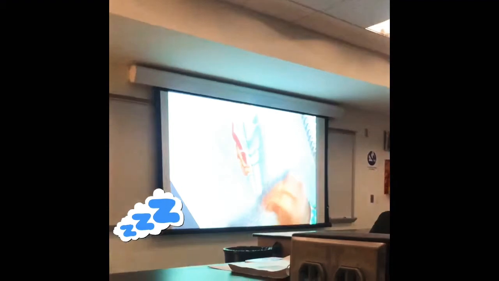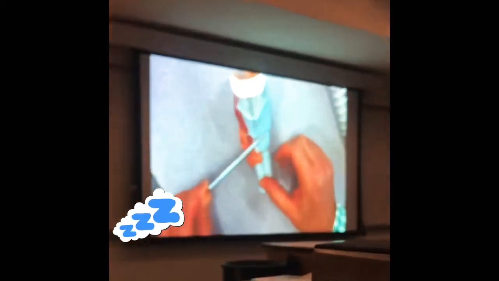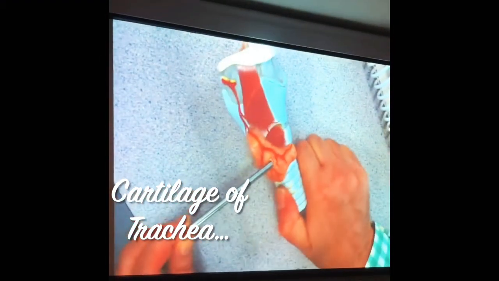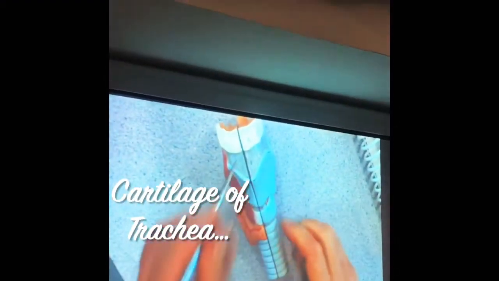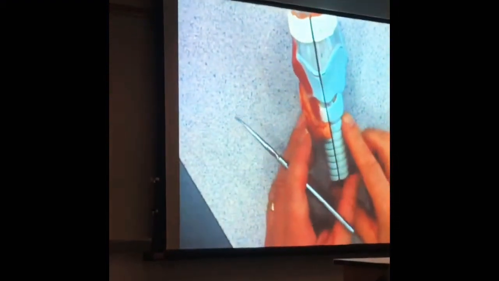Here's the larynx. These other things we're going to do another day. Here's your thyroid cartilage. Here's your cricoid cartilage. This is your thyroid gland. This is your hyoid bone. Below the cricoid cartilage, this is the trachea. And see, the cricoid cartilage gets tall in the back.